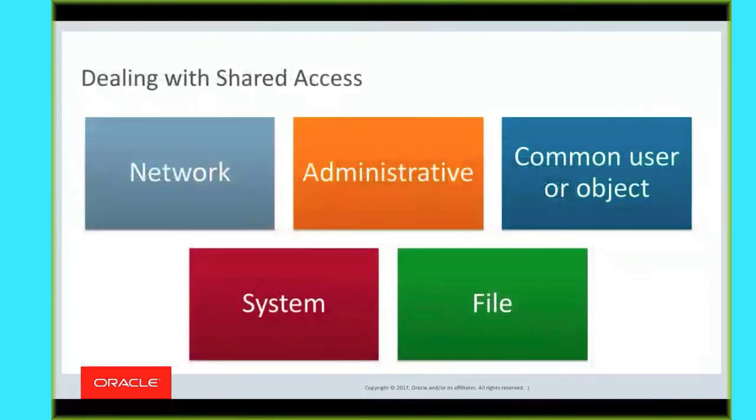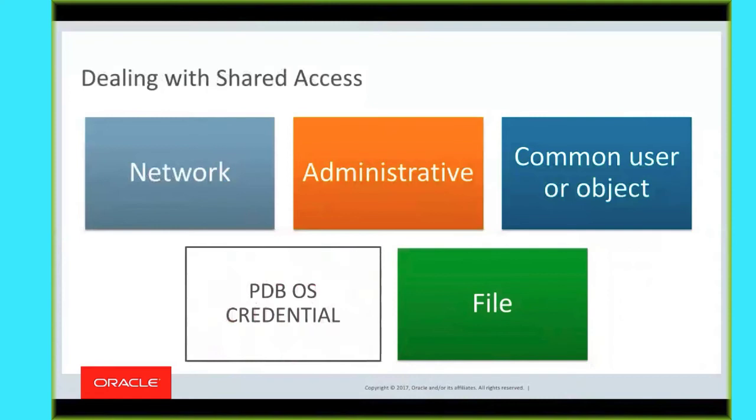As you see here, we have the network, administrative features, common user object, operating system access, and file access. In 12.1, we handled OS access using a concept called PDB OS credential. It is a parameter introduced with Oracle Multitenant 12.1, PDB_OS_CREDENTIAL, which lets you designate a lower privileged operating system user to interact with the OS.